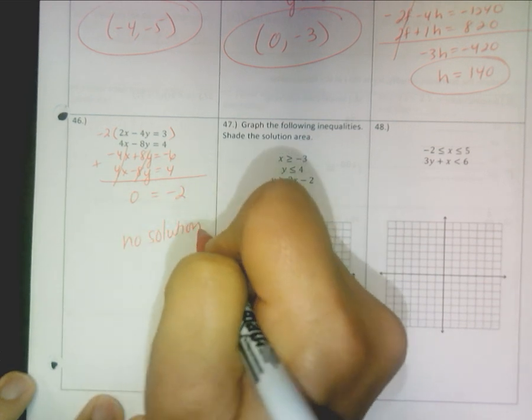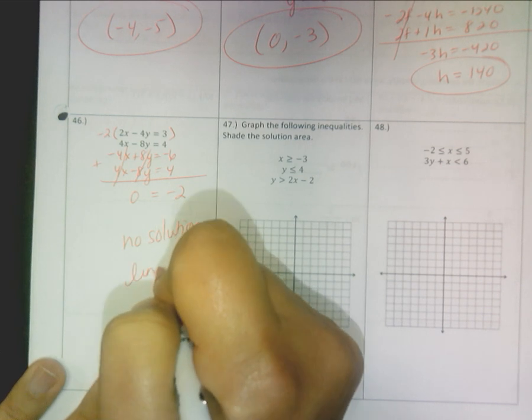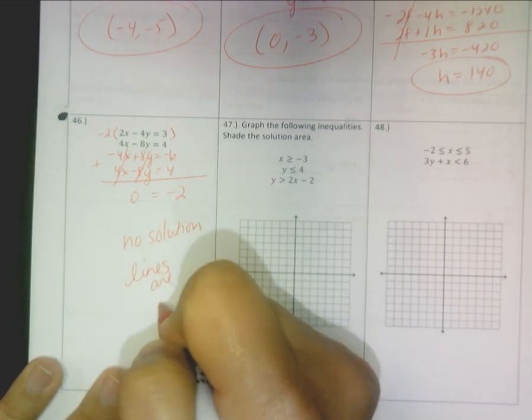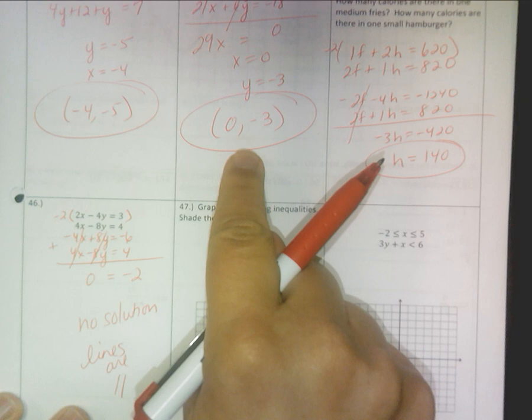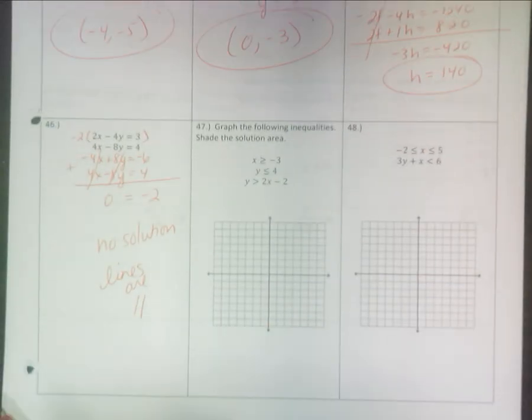If you have a system that has no solution, what you really have are 2 parallel lines. The lines aren't intersecting. When they intersect, they create one solution here and here. So this is 2 lines that are parallel. They're never intersecting.